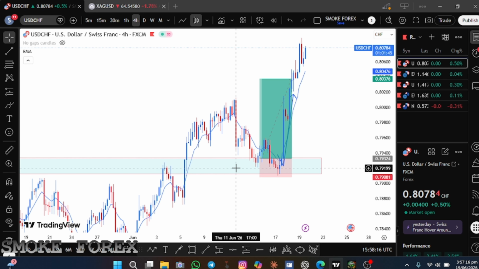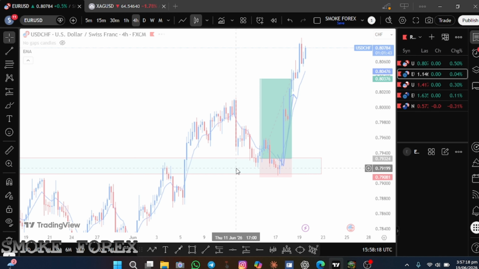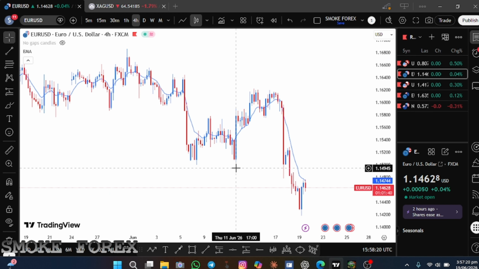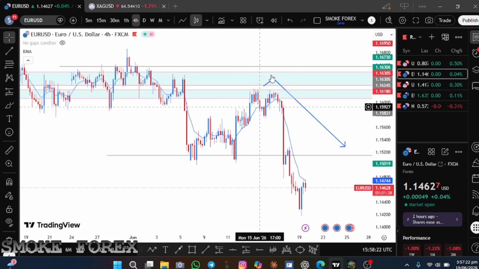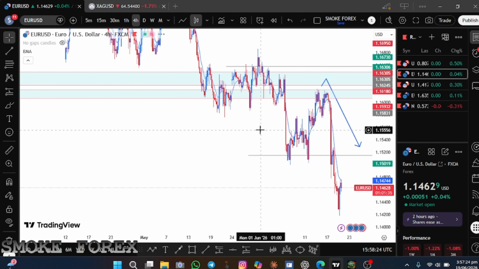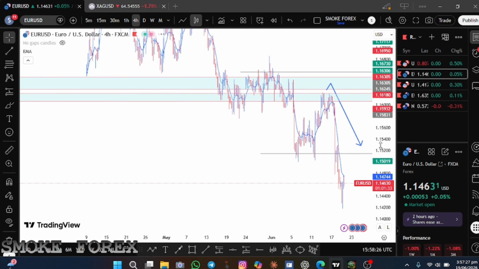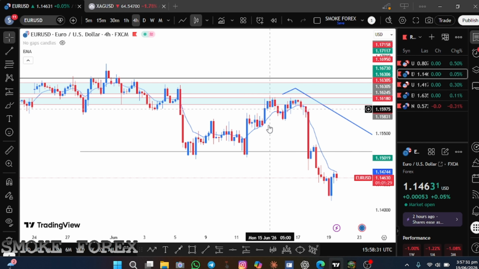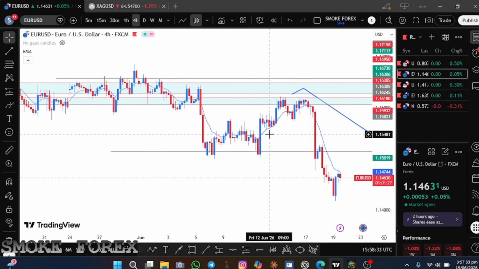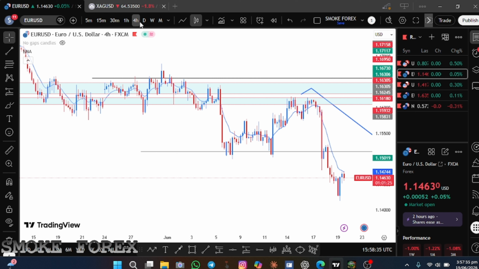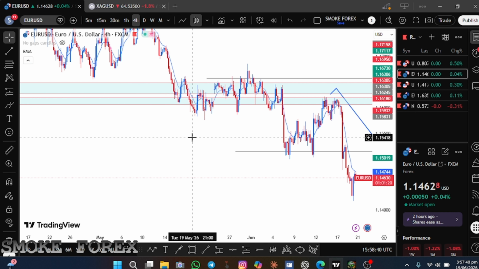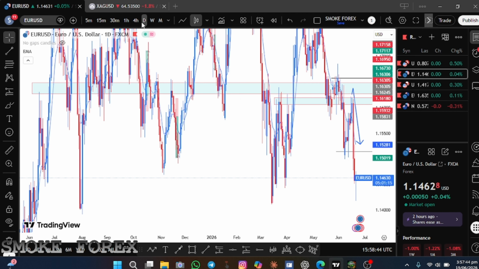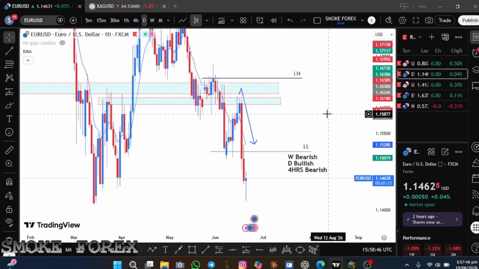So let's move on to my next pair, that's Euro USD. With Euro USD, I wanted a retest over here. But guess what? When price made this high, I was active by then. Then I saw that price maybe had an area of interest over here. So I went to my daily, then I viewed it very well.